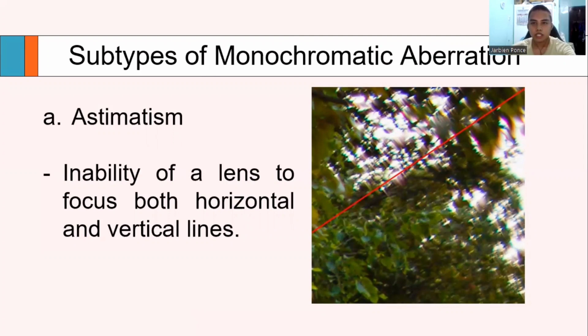Subtypes of monochromatic aberration. The first one was astigmatism, the inability of a lens to focus in both horizontal and vertical planes at the same time, or the inability of a lens to focus lines running in different directions. So this problem of the lens cannot focus the horizontal and vertical planes at the same time and cannot produce a sharp image. So that's all for astigmatism.